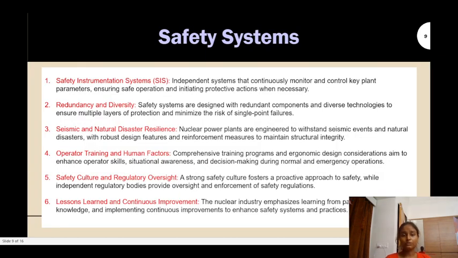The safety instruments. The safety instrument system is an independent system that continuously monitors and controls key parameters, ensuring safe operation and initiating protective actions when necessary.